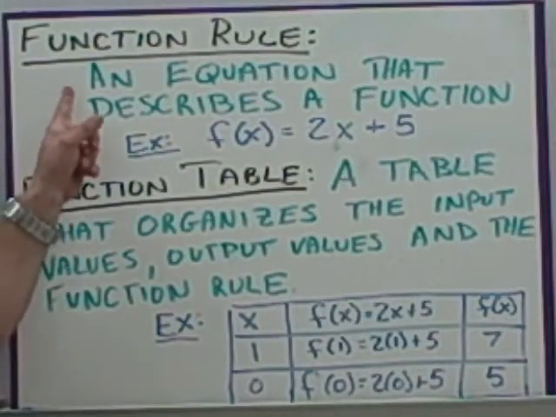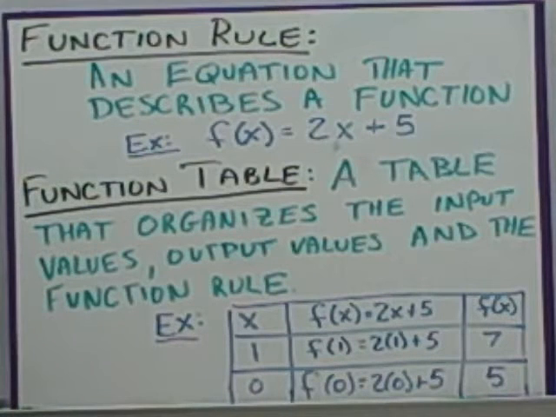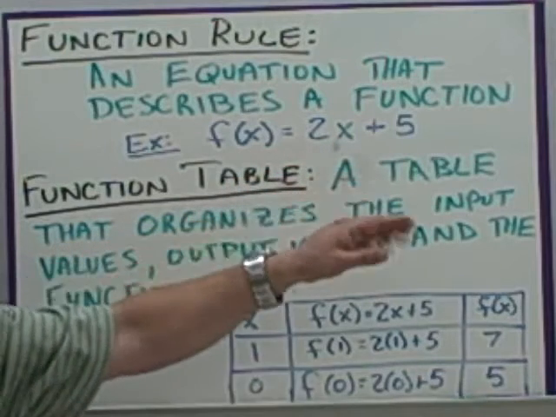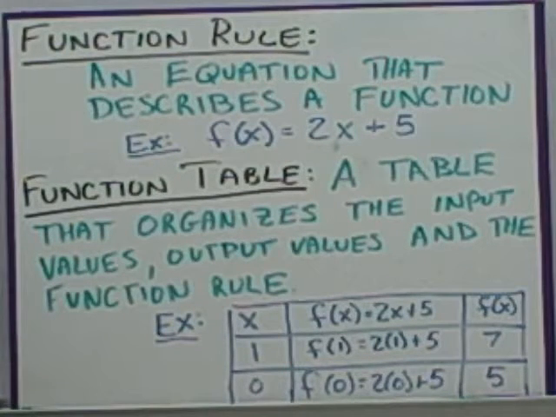Function rule. A function rule is an equation that describes a function. For example, here we have f of x equals 2x plus 5. That is an example of a function rule.